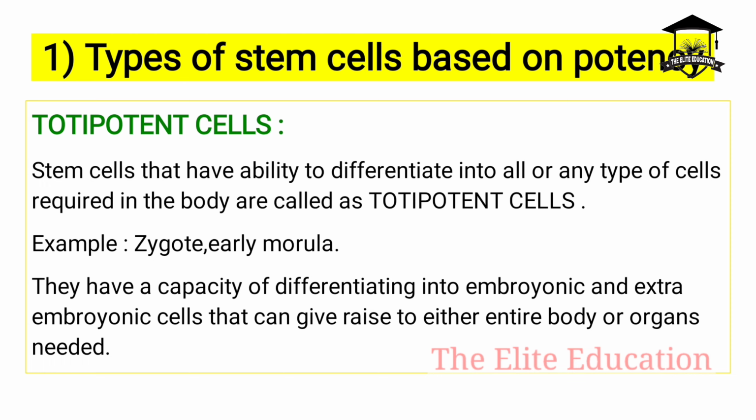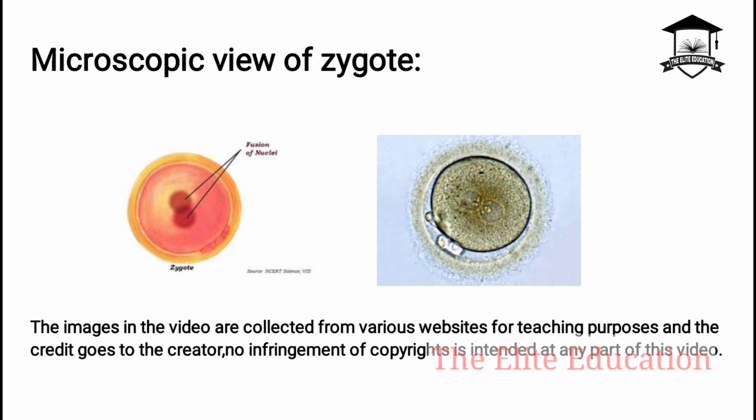Next. So this is the microscopic view of a zygote, the best example for the totipotent one. The first picture actually shows the fusion of those nuclei and the formation of the zygote. The nuclei are getting fused, but this is how the zygote looks under a microscope.